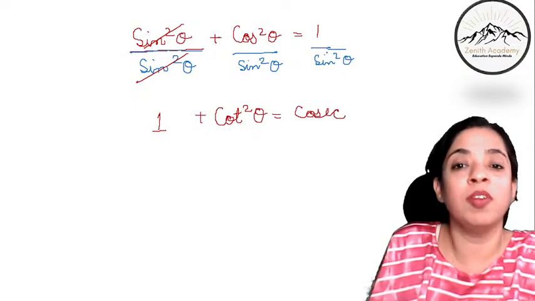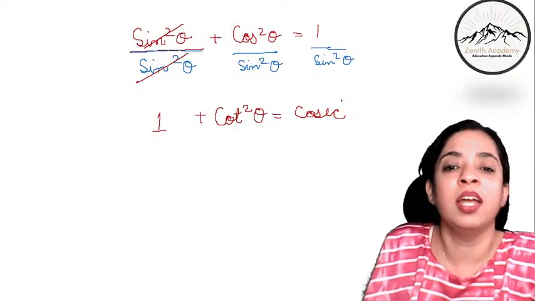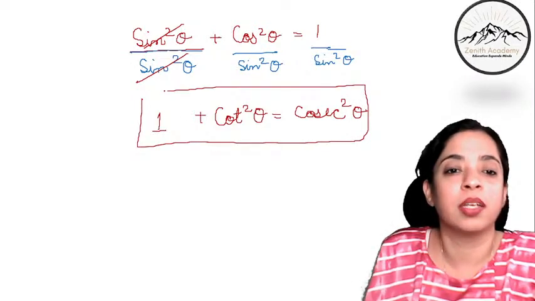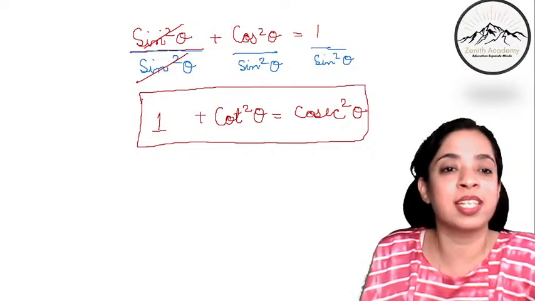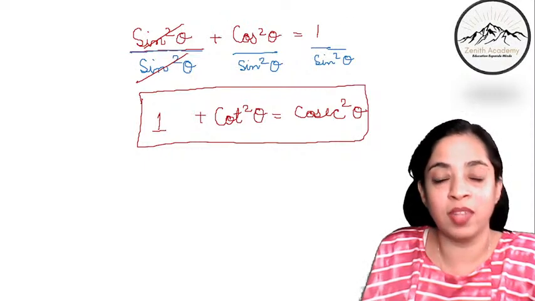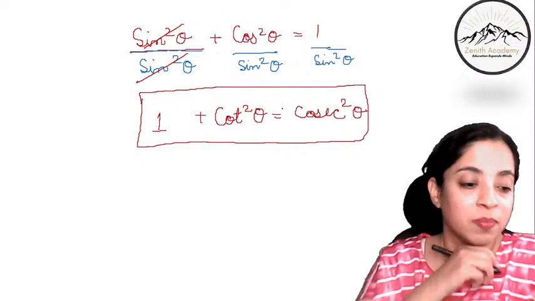Cosec, right? So what will be the reciprocal of sine square theta? It will be cosec square theta. So this is your next identity. Even if you forget during the exam, you can write sine square theta plus cos square theta equal to 1 and then divide everything by sine square theta, and you will get it. Is that clear?